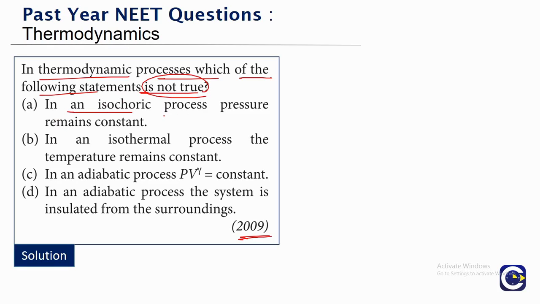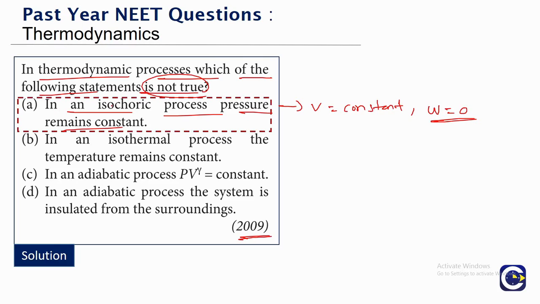In an isochoric process, pressure remains constant. No, right? What is isochoric process means? Volume will be remaining constant, and also since volume remaining constant, work done will be zero. That is what is isochoric process. So the first one, because we are looking for which of the statements is not true. Not true means what? That is the one, right? So we got our answer. What is it? Option A is the answer. But we'll anyway look at the other options also.